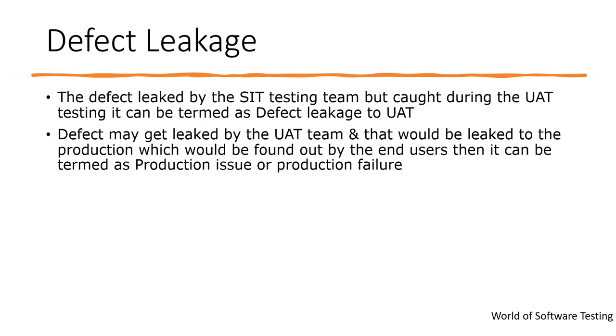Then the next term is defect leakage. Defect leakage is nothing but a defect leaked by the SIT team, that is the system integration testing team, but caught by the UAT team. It can be termed as defect leakage to UAT. Again, a defect may get leaked by the UAT team as well, that is the user acceptance testing team, and that would be leaked to production, where it would be found by the end users. Then it can be termed as a production issue or production failure. So if it is leaked by the SIT team, then it is leaked to UAT only, but if it is leaked by the UAT team, then it leaks to production, and that is termed as a production issue or failure.